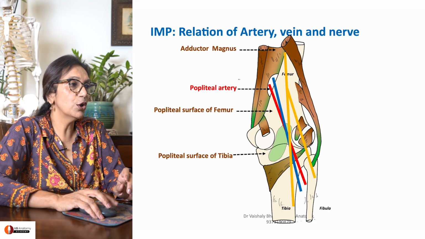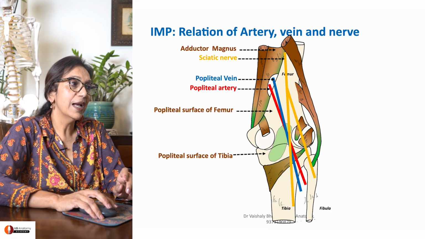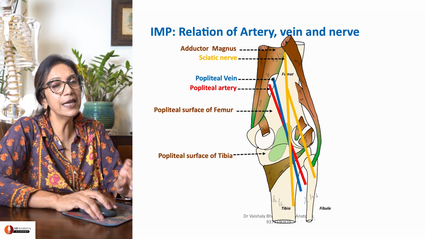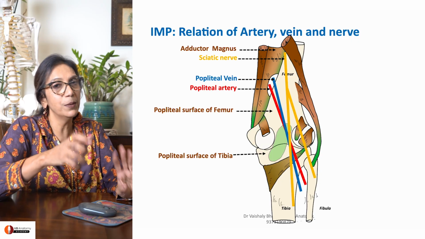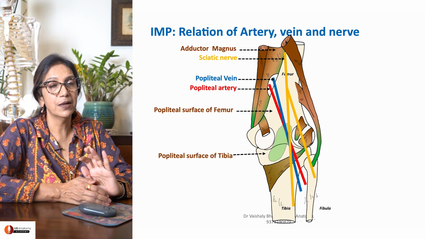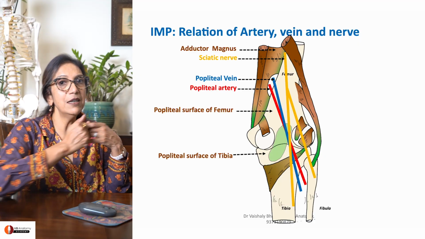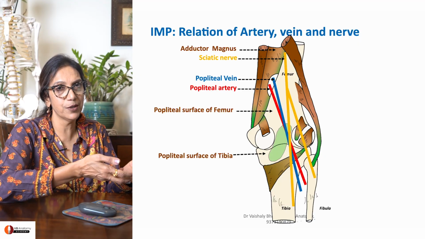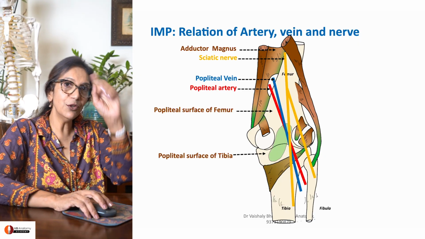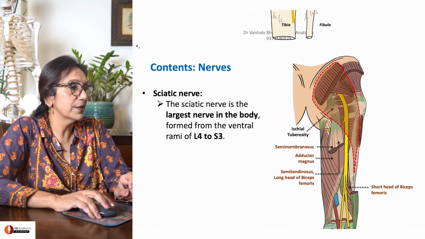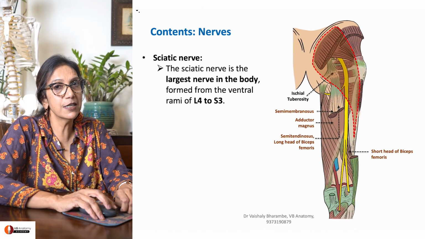Popliteal artery, on top of it popliteal vein, and then further on top sciatic nerve dividing into tibial and common peroneal. This is the concept. Remember, most superficial is the nerve, then is the vein, then is the artery. With that in your brain, let's dive into the subject. So I'm going to talk about the nerves now.